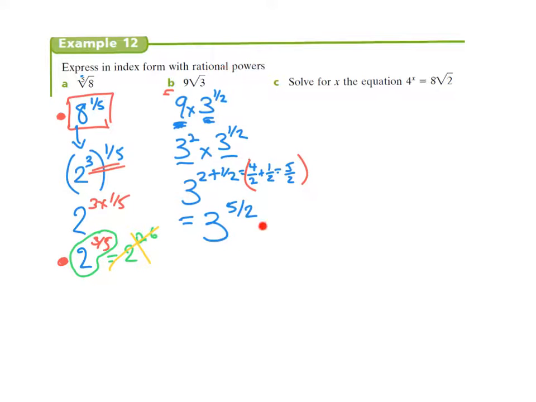Rational means fractional. I don't really want to change that into a decimal. I would prefer you left it at that rather than changing it to decimal form, 5 halves, 2.5. It's okay as well, but this to me is cleaner.